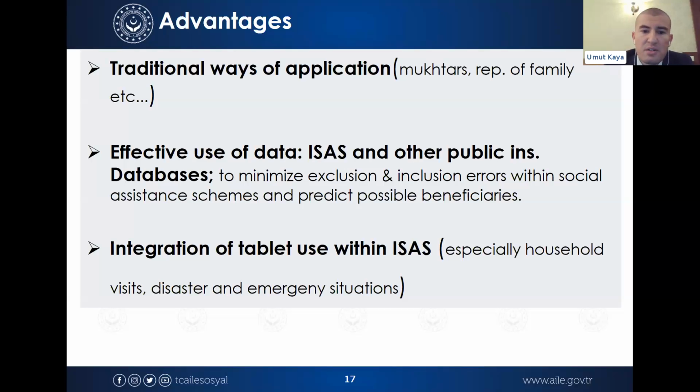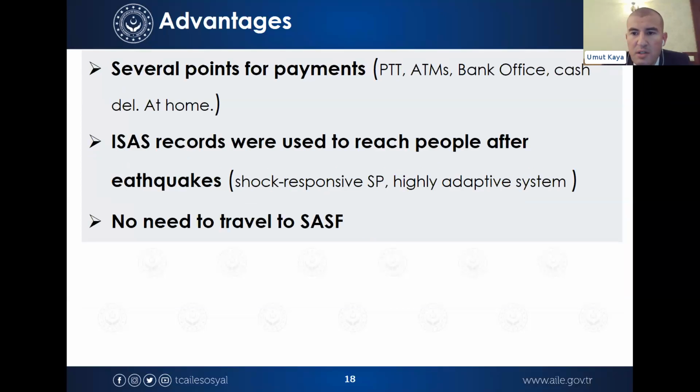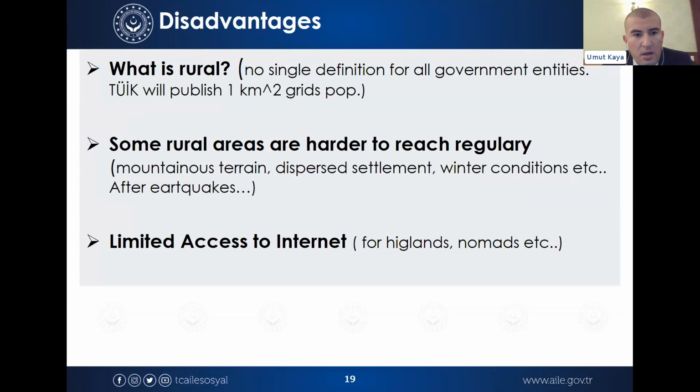We can be ready for the next crisis. We also, in the next few days, will integrate tablet users within ISAS. Over 10,000 tablets will be delivered to SSF developers. Yeah, we see very good results after the earthquakes, and it is still hard, with some challenges, because it is hard to define what is rural or not. I believe it might be similar in your country too, and some rural areas are harder to reach regularly. We have an option for payment at home, but it is still a very long distance, and for us, luckily, there are not many people living in the rural areas in Turkey. So limited access to internet might also be an issue.